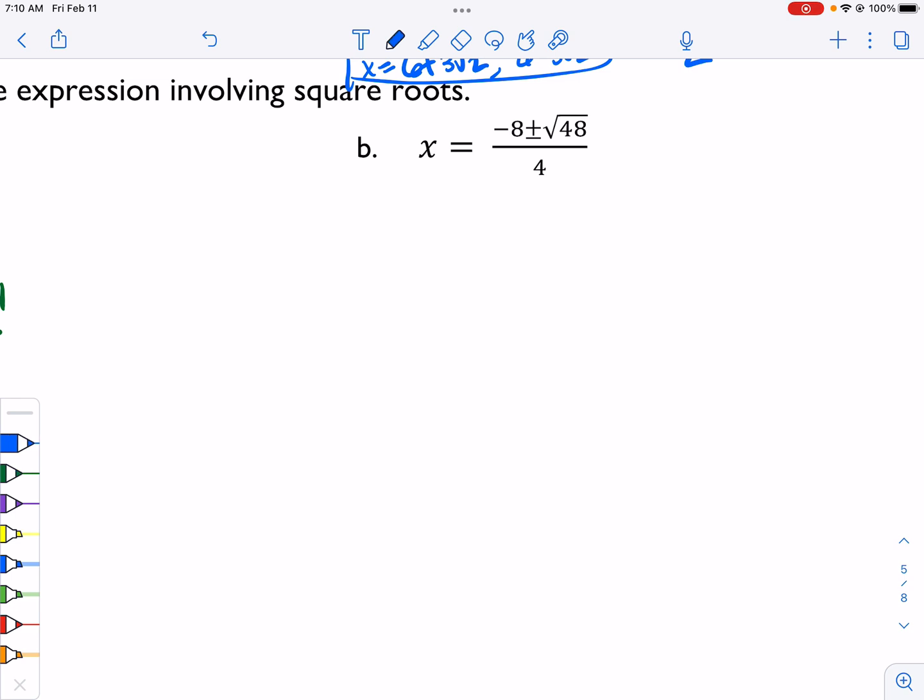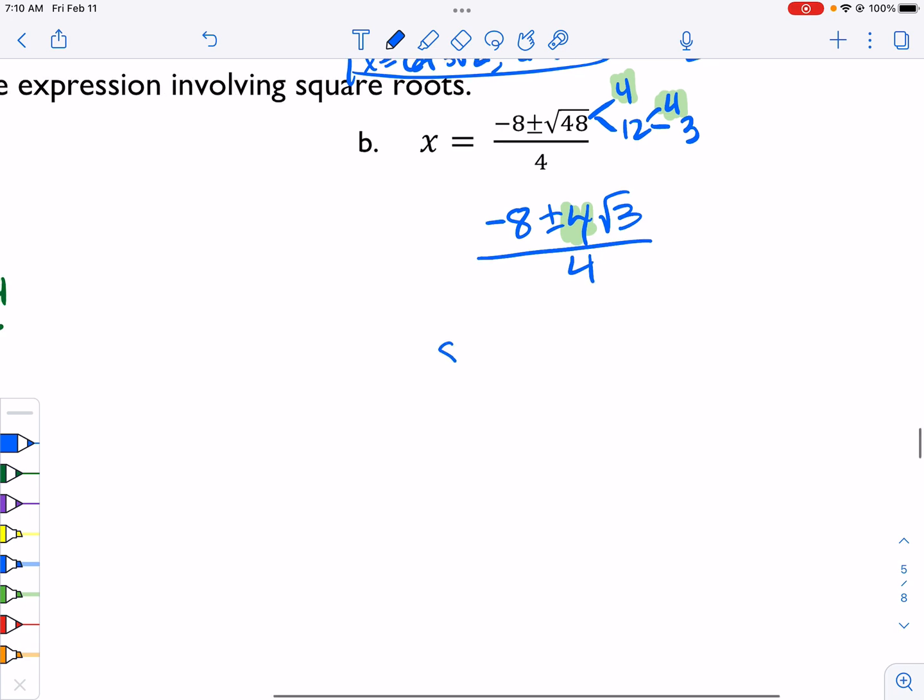Okay, so you should have it broken down. So we've got 4 and 12. 12 is 4 and 3, so I have a pair of 4s, and then a loner 3. So the negative 8 plus or minus stays. The 4 comes out of the root, but then the root 3 has to stay because it doesn't have a pair. And then over 4. Okay. Again, this is really two separate problems. Negative 8 plus 4 root 3 over 4, and negative 8 minus 4 root 3 over 4.